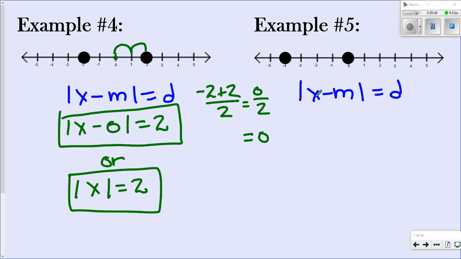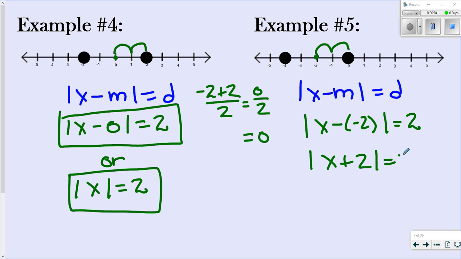And for this one, the middle, again, you can tell right away would be -2. So we have x minus -2, and the distance is 1, 2, so it's 2. And then you can simplify it to x plus 2 equals 2 as your equation for that absolute value graph.